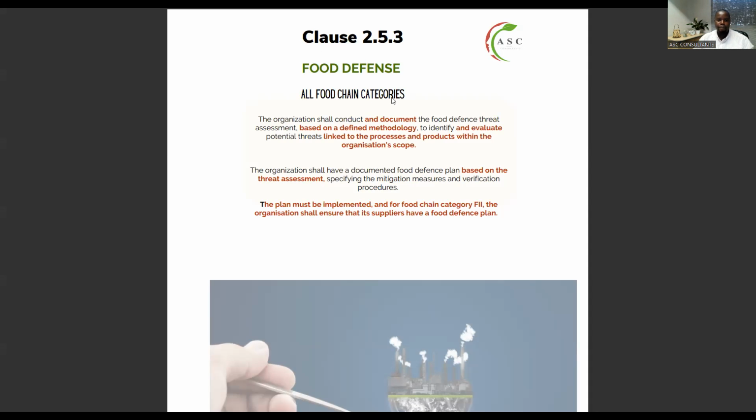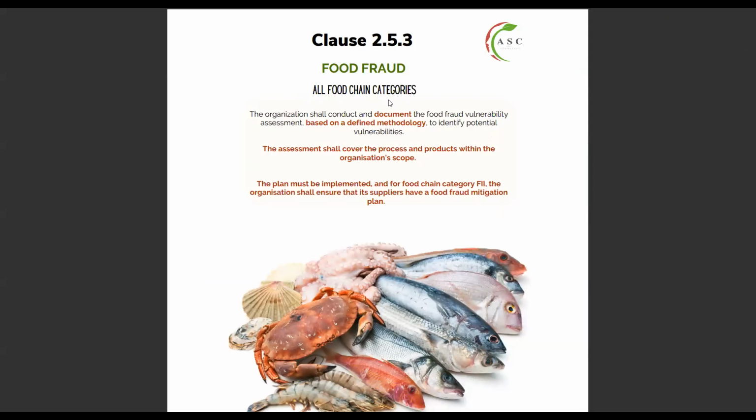Okay. Right. Let's proceed and talk about food fraud. Remember, food fraud is intentional contamination of food for economic or financial gain. So again, here, the changes are similar to the food defense plan, just that the wording speaks only to food fraud. So the one thing that perhaps I can sample out here that is of particular interest is that the plan should comply with the applicable legislation, cover the processes and products within the scope of the organization, and be kept up to date.